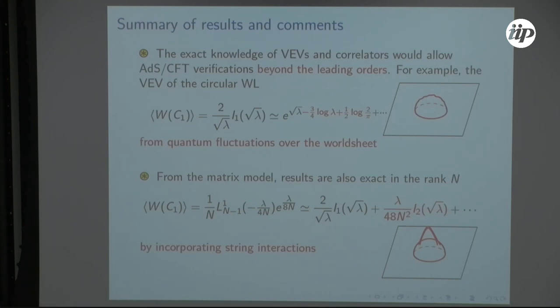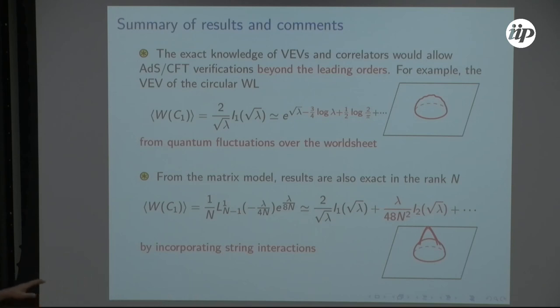But it turns out that the matrix model can also be solved exactly in N, not only exact in lambda, but also exact in N. So the expectation value, exactly as a function of lambda and N, is this Laguerre function times this exponential. Now you can expand it, as an exact function of lambda, in powers of 1 over N. So this is the Bessel function we saw here, but then you have a 1 over N squared term, and you get some other Bessel function.